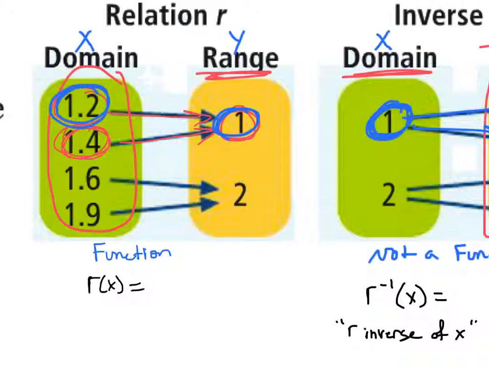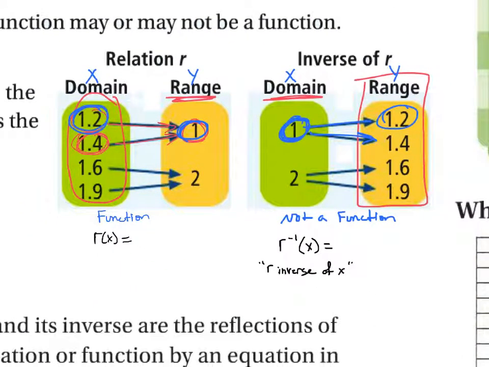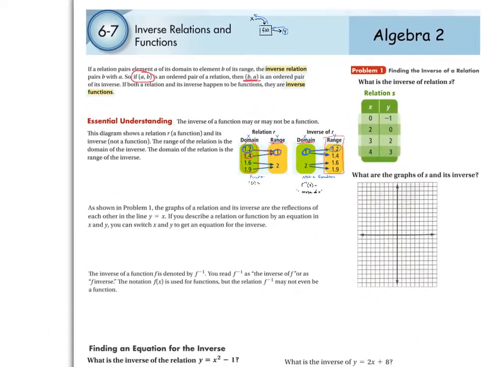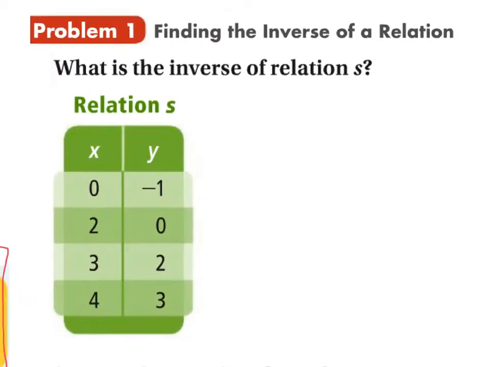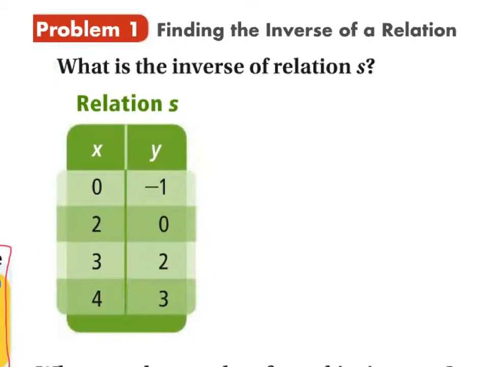Okay, so let's continue with this idea of finding an inverse, and let's do an example. Let's take a look at problem number 1. On problem number 1, they give us a relation. They want us to find the inverse of that relation, the inverse of S. They give us x, y, basically a t-chart. So I'm going to write my answer as a t-chart.